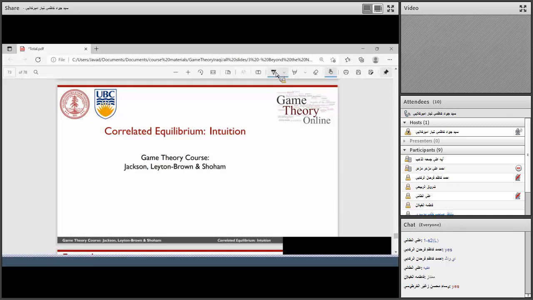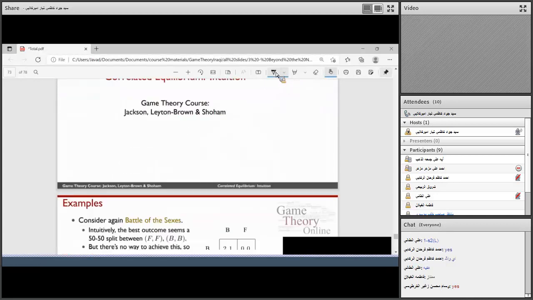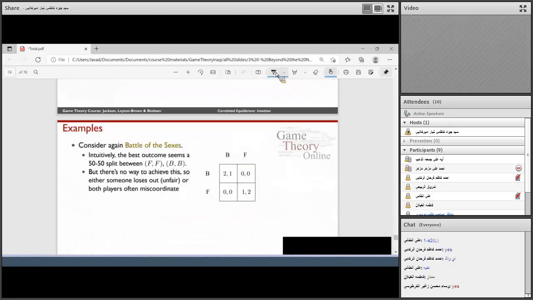Okay, next topic is correlated equilibrium. It's just some intuition. Consider again battle of the sexes. Intuitively, the best outcome seems a 50-50.